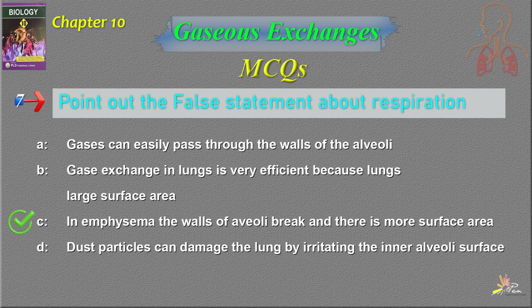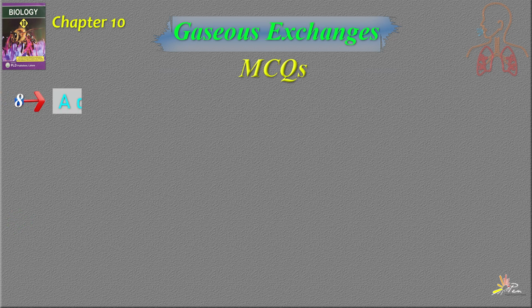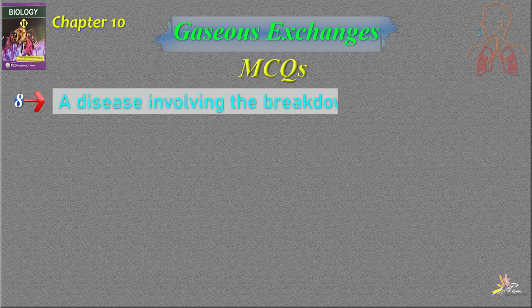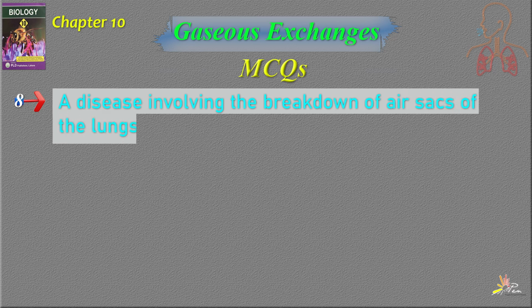The correct answer is in emphysema the walls of alveoli break and there is more surface area. That is option C. This is the false statement about respiration because in emphysema the alveolar walls break down and they decrease the surface area. Question number 8. A disease involving the breakdown of air sacs of the lung is.